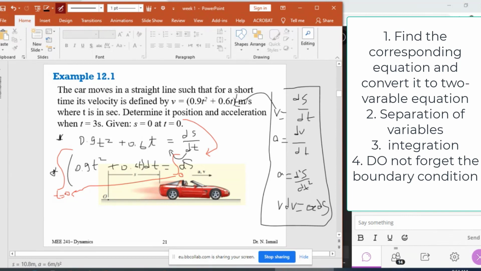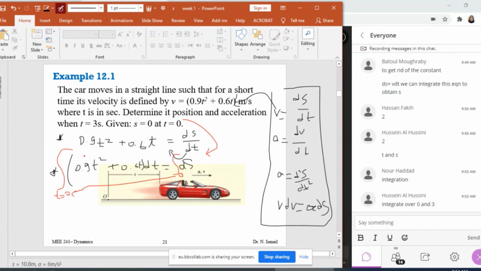Now at the second boundary, guys, I have two ways. Either to put here s, and then here to put 3 seconds. So I'm gonna do the integration between 0 and 3 seconds, because in fact the question is to find the position at 3 seconds, and then I can find s directly. Or what I can do is to put here s and here t.